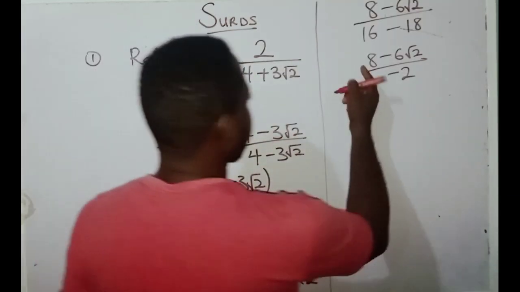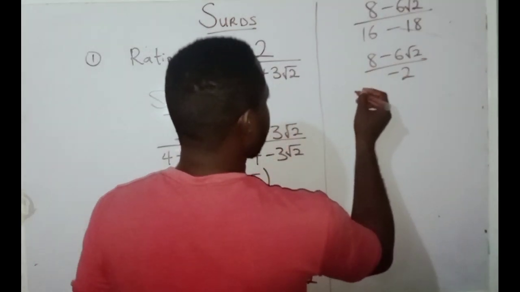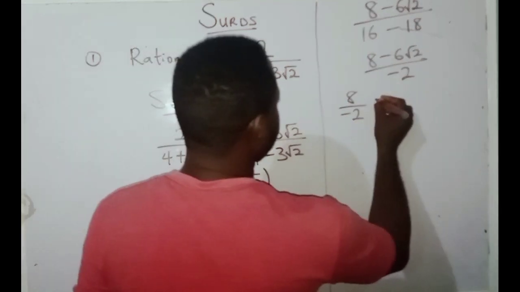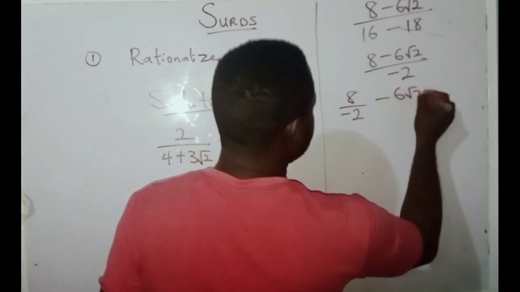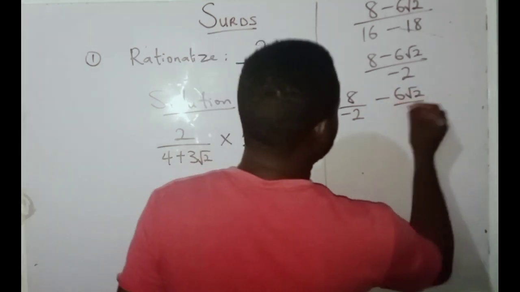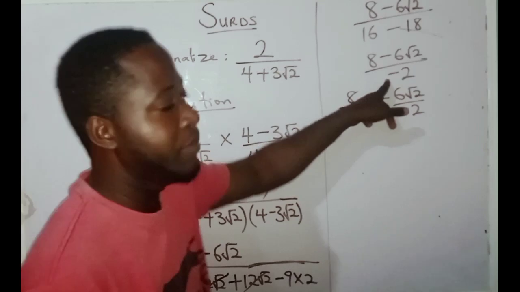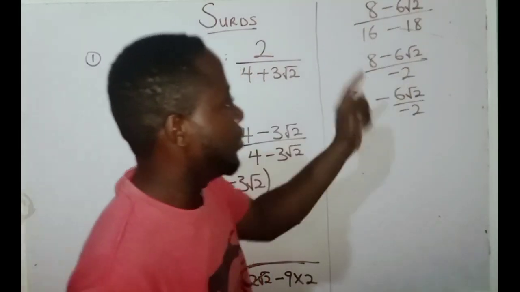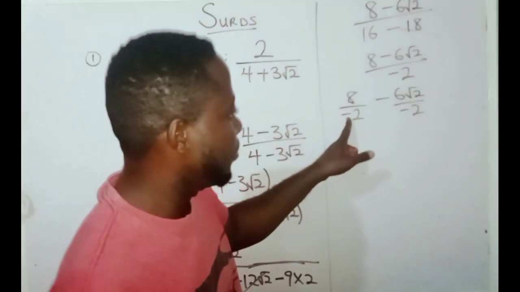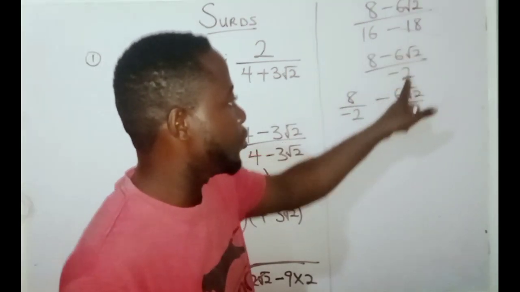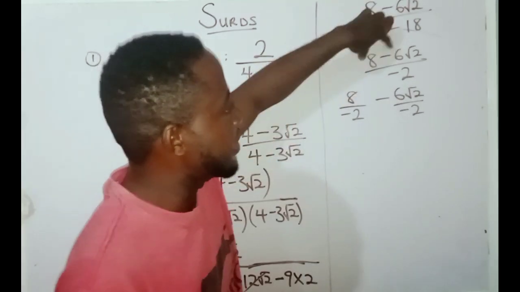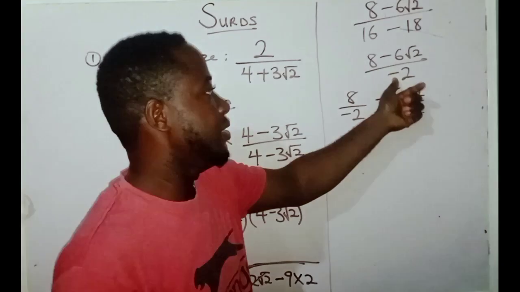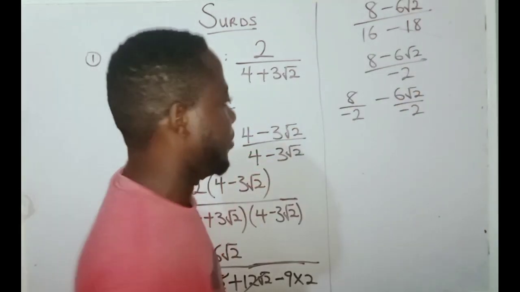Alright. Then I can now say, to simplify this further, 8 all over minus 2, minus 6 root 2 all over minus 2. Don't forget this denominator, this minus 2, belongs to everything in the numerator. So it's going to be 8 all over minus 2 and also minus 6 root 2 all over minus 2. So 8 and minus 6 root 2 both own this minus 2. So the denominator is applicable to both of them. That's what I mean.